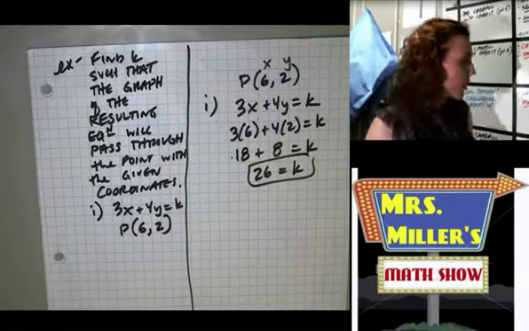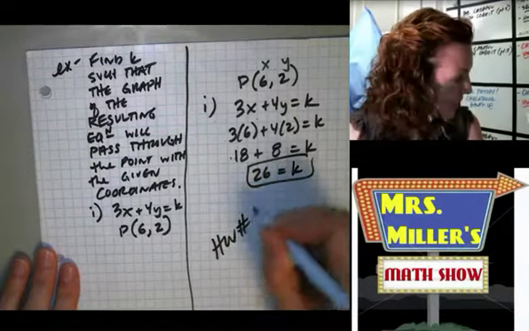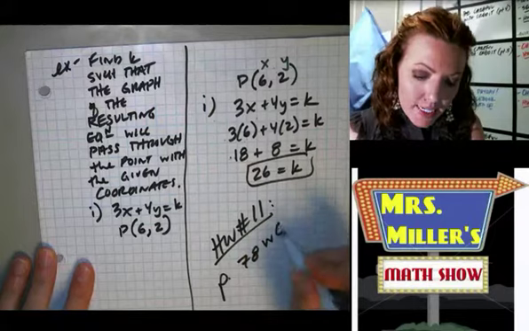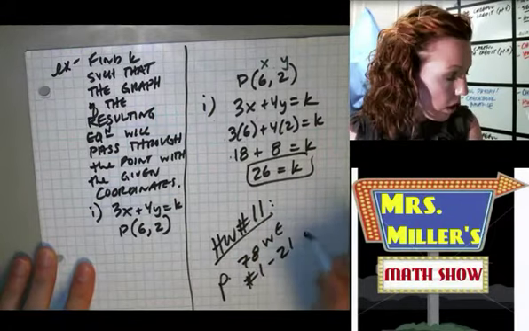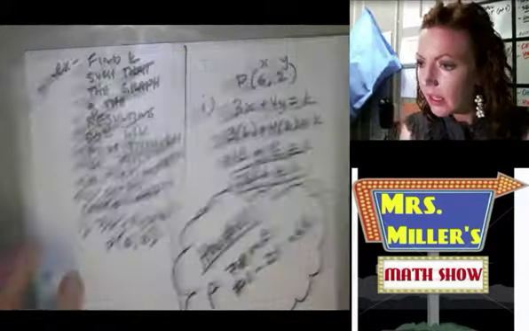All right, your homework tonight. Homework number 11. Page 78, written exercises, numbers 1 to 21 odd.